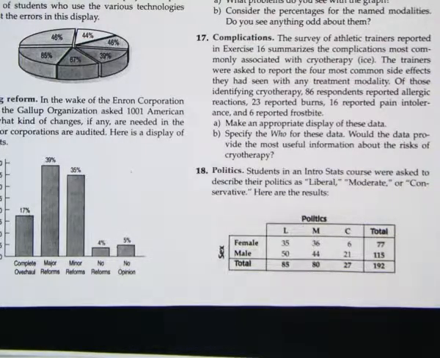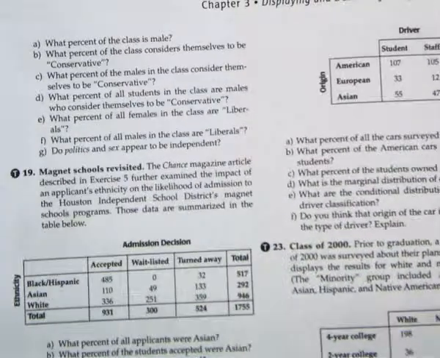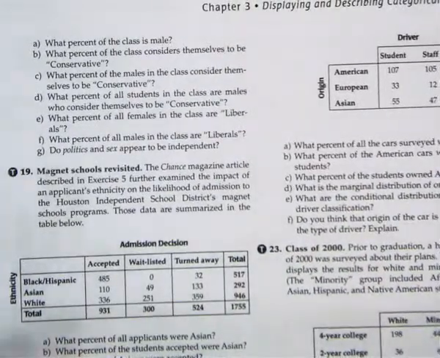Okay, so in problem 18, we have this contingency table dividing males and females by liberals, moderates, and conservatives. And then we got to answer these 8 questions right here, A through G. So we're going to go through those right now.